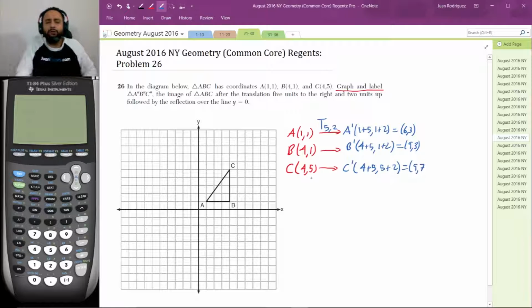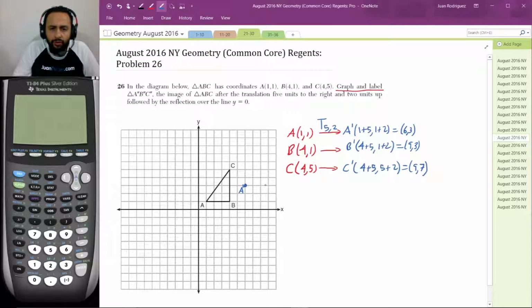Okay, now if you didn't know how to write this out neatly, well, at least you could actually look at the graph and move from A 5 spaces to the right, 1, 2, 3, 4, 5, and then 2 units up. Okay, and that'll be A prime. Now notice that A prime is (6,3), so it does confirm our initial answer.